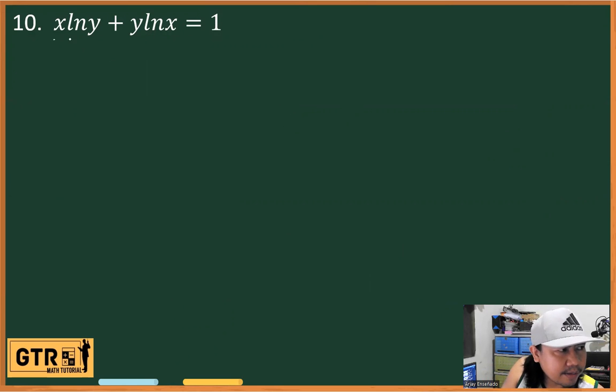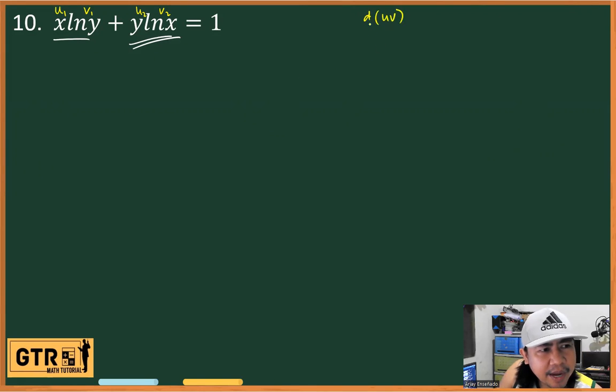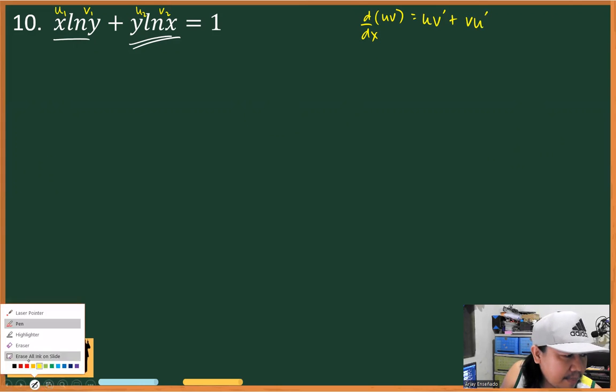So for the first term, gamitin lang natin ang product rule. Product rule lang ito. So this is u and v. So lagyan natin u sub 1, v sub 1, ito naman ang u sub 2, v sub 2. So just apply the product rule. Okay? Product rule, we have uv prime plus v u prime.